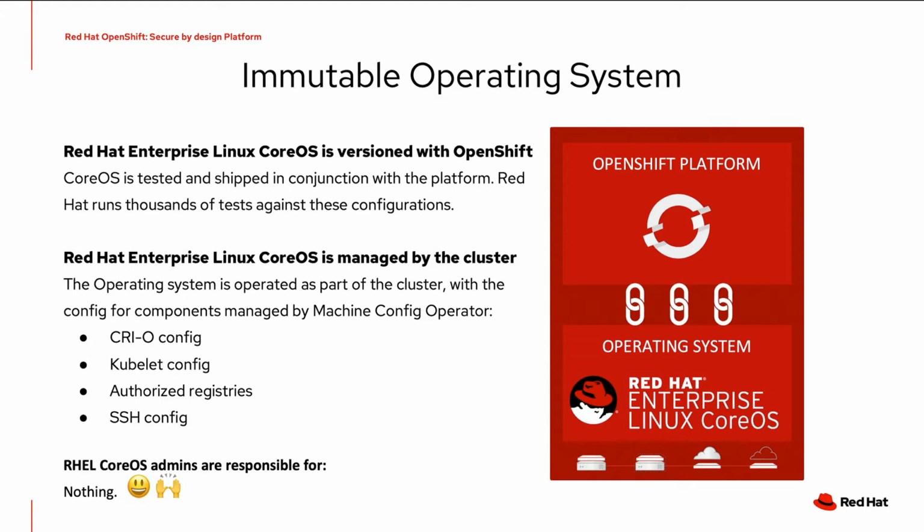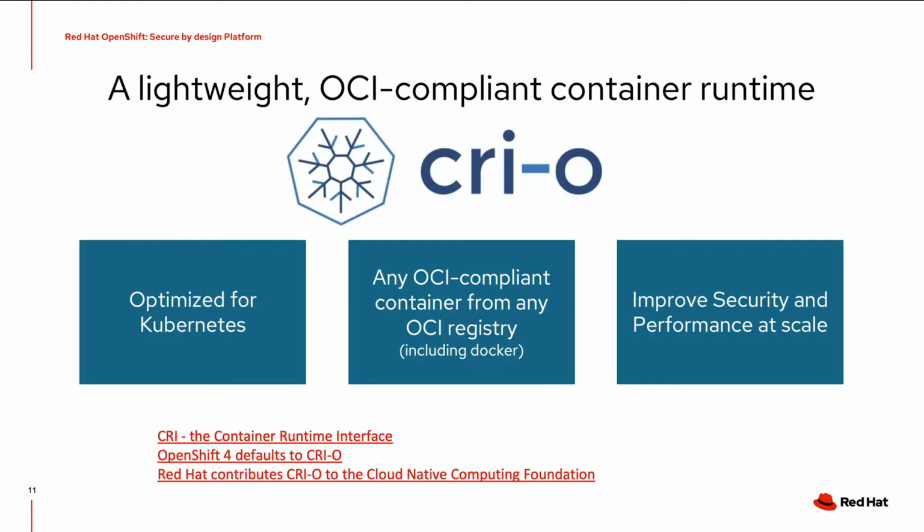Now, there are times when configuration changes are needed to the host, and OpenShift handles that through the machine config operator. So you could change configurations of some of the items listed here in the bullets, like kubelet config, registries, SSH, and then CRI-O. Now, CRI-O is something you want to look at next, because now that you have a secure container host, you want to look at a lightweight, stable, and simple container runtime engine.